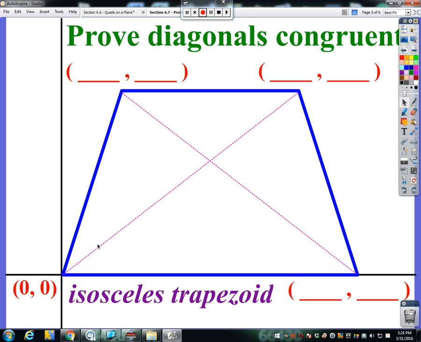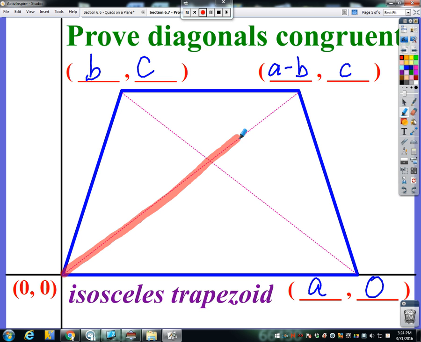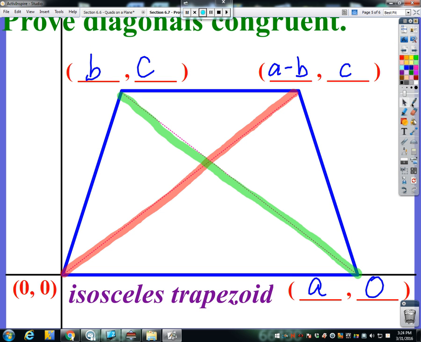The third problem, we're going to prove that the diagonals of an isosceles trapezoid are congruent. Now, let's first come up with our coordinates here. This was b, c, and then up here we had a minus b, comma c. So in this problem, we're going to focus on length. We need to calculate the length of two diagonals. So we're still going to start out the same way. We need to subtract our coordinates to get the differences in the x's and y's, but then we're not going to necessarily focus on slopes.